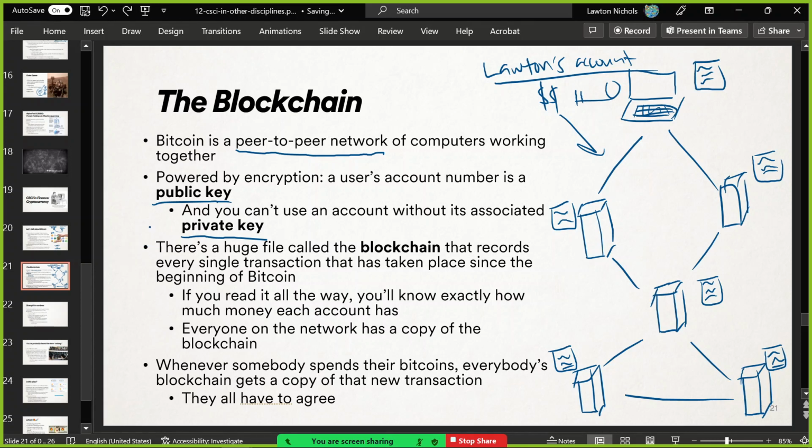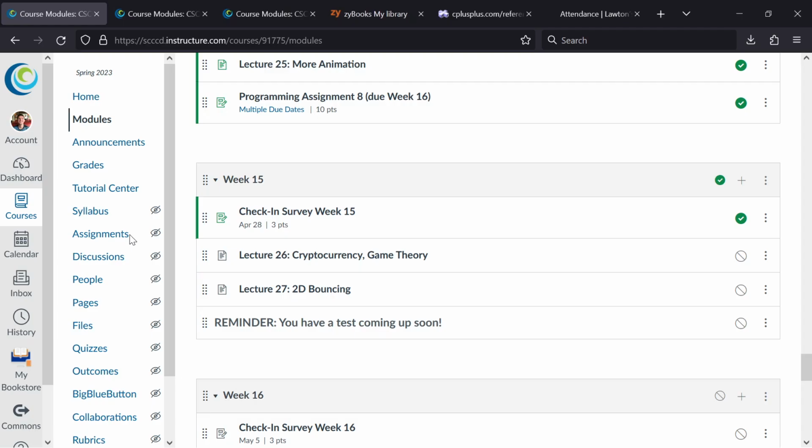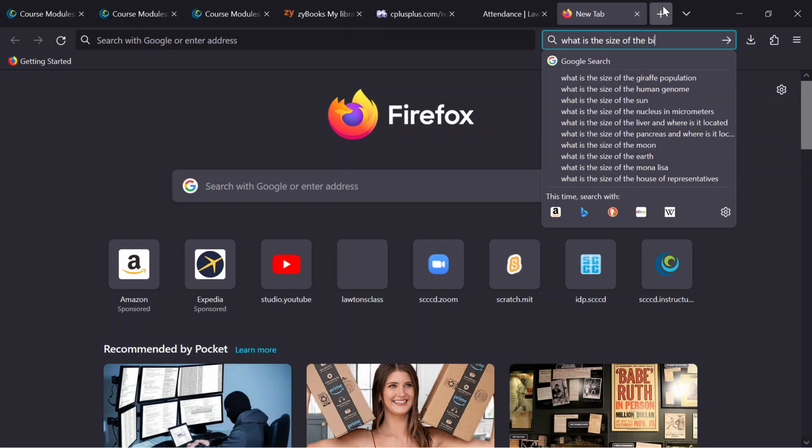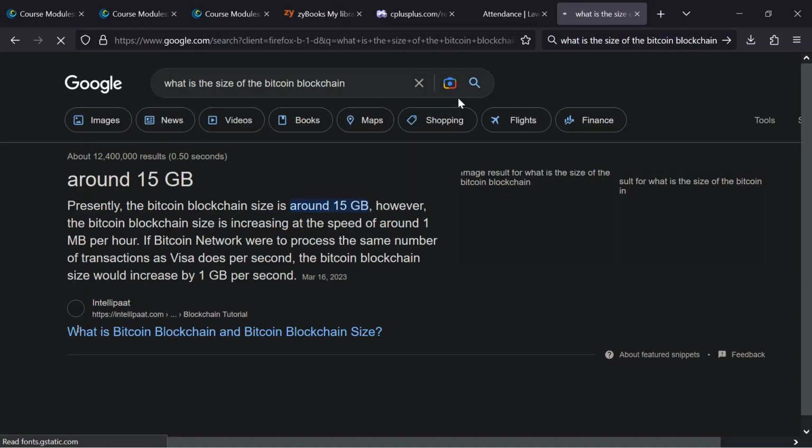Yes? How big is the file? I haven't looked into that. There are ways to compress it, and on most computers you only really need to store the end of it, but I'm thinking it's pretty large. Might take a hard drive or two to fill up completely. That's a good question. Yeah, I'm not sure. Definitely, we can look into that. Or why not? Let's search for it. What is the size of the Bitcoin blockchain?